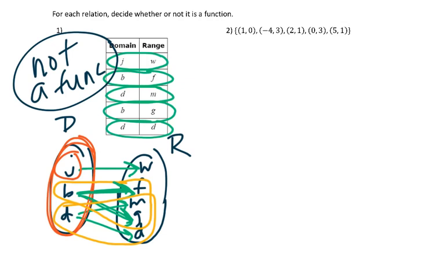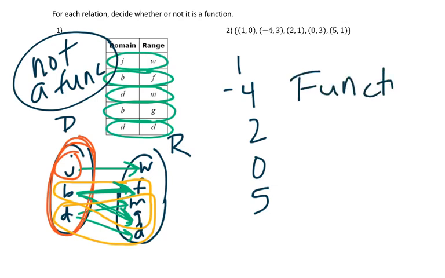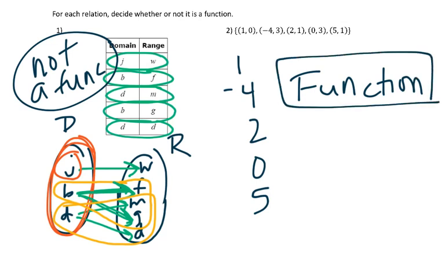So if I look at my points here, my x values are 1, -4, 2, 0, and 5. So I can clearly see that there are no x values that repeat. And I can also see that every x value only goes to one thing anyway. So because every x value only has one y value or one output, we can say that this is a function. And there you go.